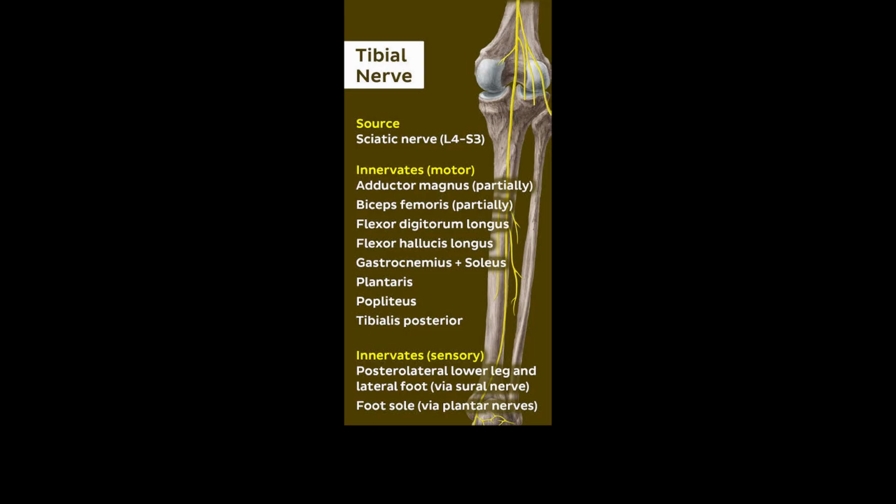Next, we discuss the innervation of the tibial nerve. Motor: it supplies the adductor magnus, biceps femoris, flexor digitorum longus, flexor hallucis longus, gastrocnemius, soleus, plantaris, popliteus and tibialis posterior. And in the sensory, it innervates the posterolateral lower leg and the lateral foot via the sural nerve, and the foot sole, as we discussed previously. So this is the motor and sensory function of the tibial nerve.